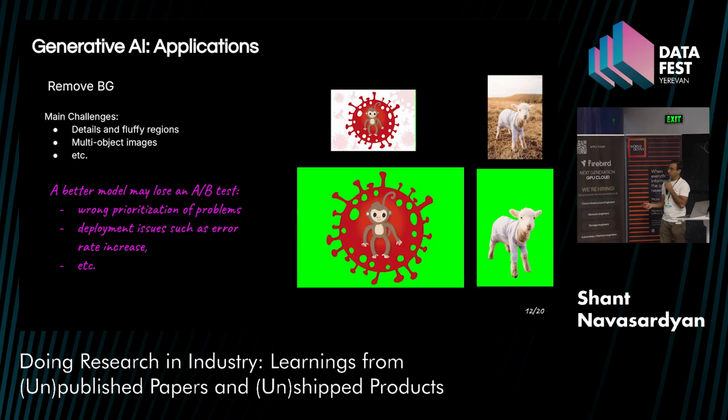Another one is remove background, as I already said. And the learning here was that sometimes we may have better models which may lose the A/B testing, and the issue may be, for example, the wrong prioritization of problems. We were thinking that this problem is frequent among the users, but it was not. Or maybe there were some deployment issues. For example, there was an error rate increase for some reasons we don't know, etc.